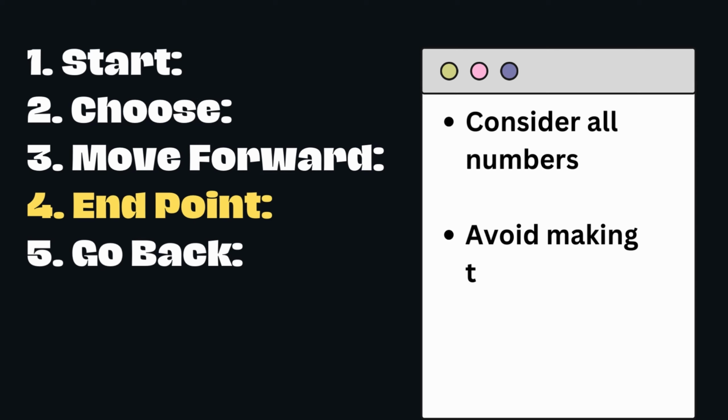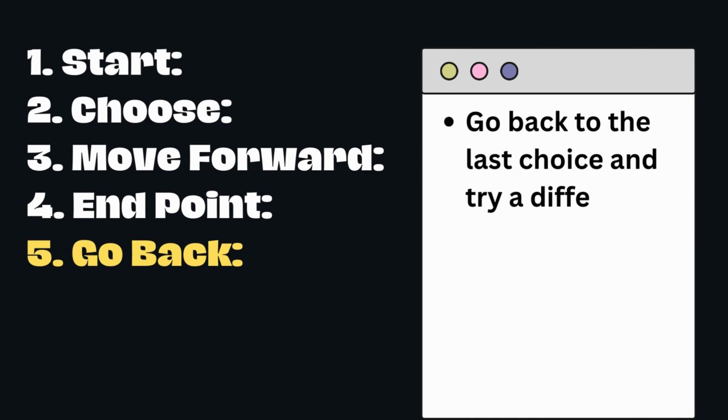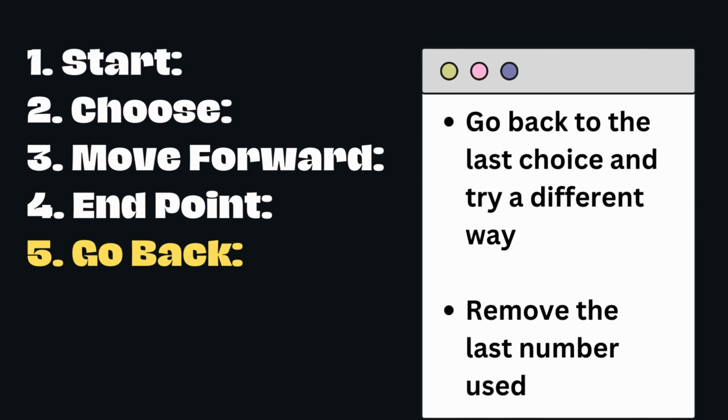4, endpoint. When you've considered all numbers, you've made a group. If you see repeated numbers, avoid making the same group again. 5, go back. If one group is made, go back to the last choice and try a different way. This means removing the last number used and thinking about the next choice.